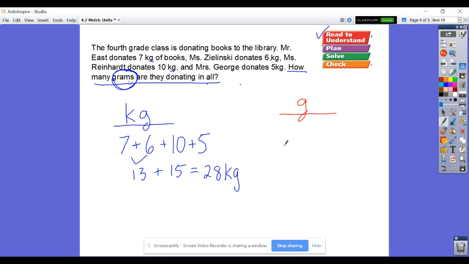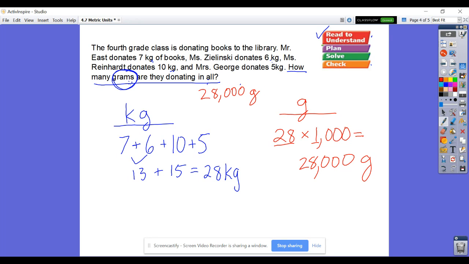And 1 kilogram equals 1,000 grams. So I'll just say 28 kilograms times 1,000 grams in each would give me 28,000 popsicles, 28,000 hand sanitizer dispensers. No, 28,000 grams. You're probably yelling at the screen. So now I can write my final answer, 28,000 grams. I had my plan, I solved, and I know I answered the question. Good luck with your unit conversions today.